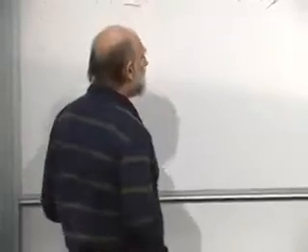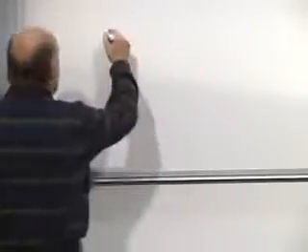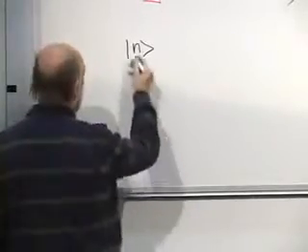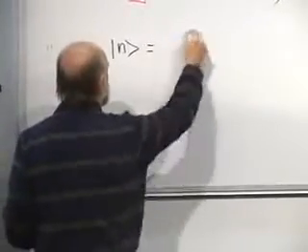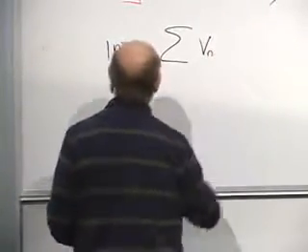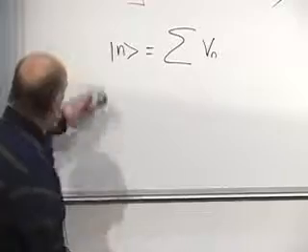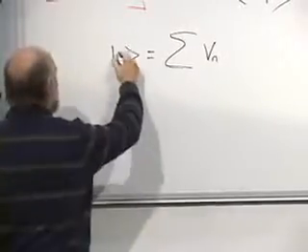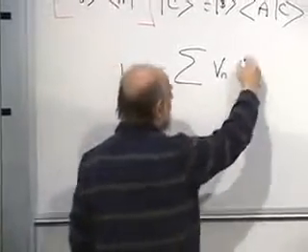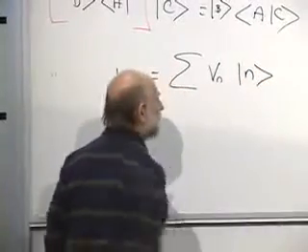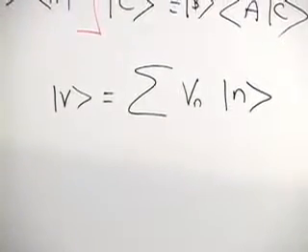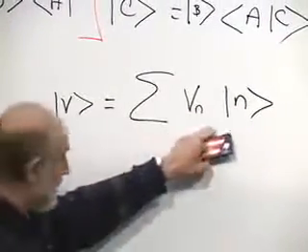Now, another observation is the following. If I have a basis of vectors, I can expand any vector in it. I want to write v as a vector is a sum of a set of coefficients times the nth basis vector. That's what a basis is good for. It's good for writing any vector as a sum of the basis vectors.